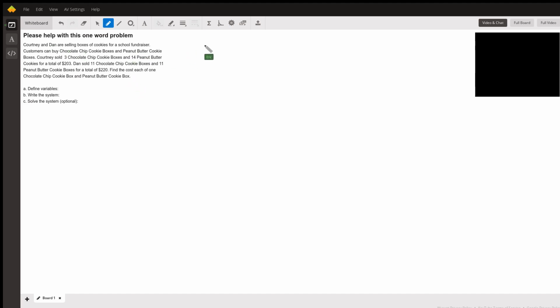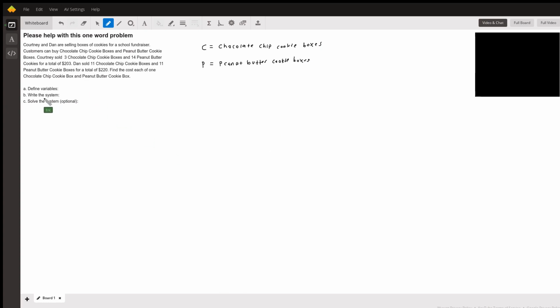So I'm going to put my variable as c to represent the chocolate chip cookie boxes. So I'm just going to put chocolate chip cookie box, and then p will represent our peanut butter cookie boxes. I'm just going to add an es to that to make that plural.